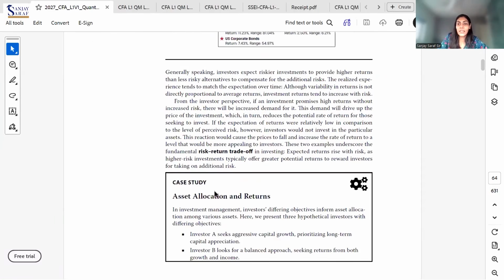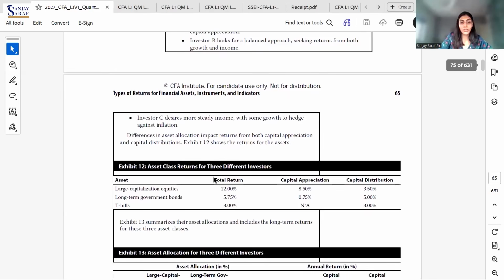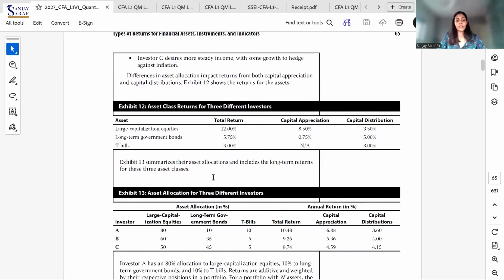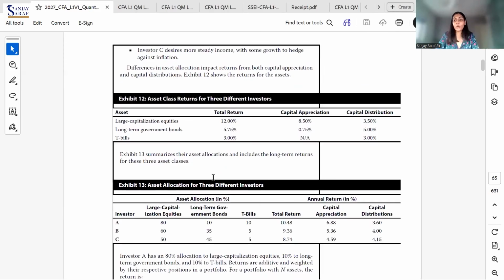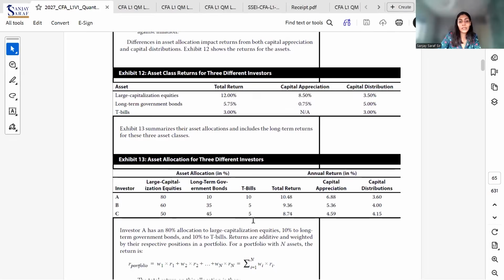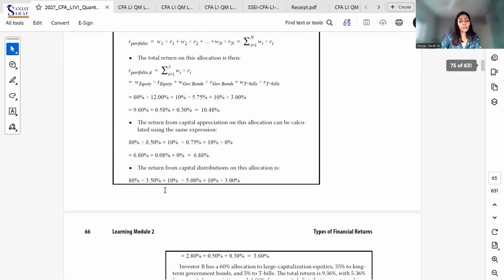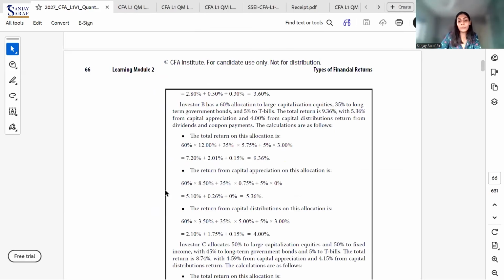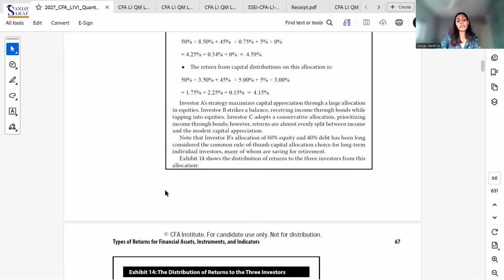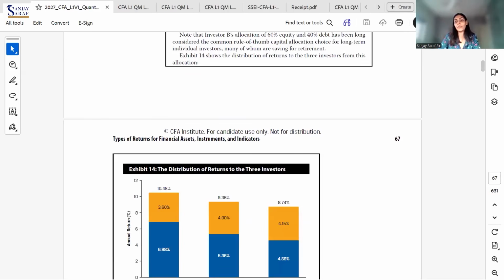Okay, this is the case study. This is given towards the end of the chapter. It is the case study we were doing where we spoke about portfolio allocation. So they have given the asset class return for different investors. Then they have solved for the asset allocation for all the 3 investors. And based on the asset allocation, they have calculated the return for the 3 investors. So we have more such examples for homework, but in case you want to have a look at what we did, it is the last case study of the chapter.